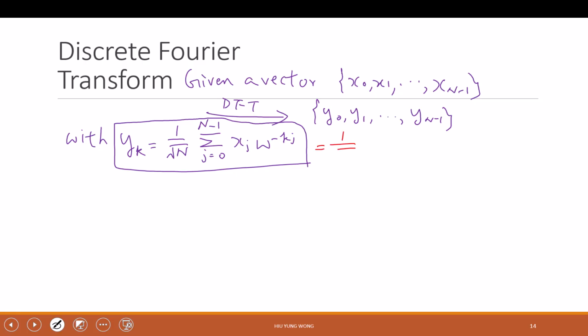And of course, I can expand it. J equal to 0 to n minus 1, summation, right? Xj is still the same. But here I just expand the nth root of unity. It was 2 pi i divided by capital N, right, omega. But now I have negative, right? So I have k times j times 2 pi i divided by capital N. And that's it, right?